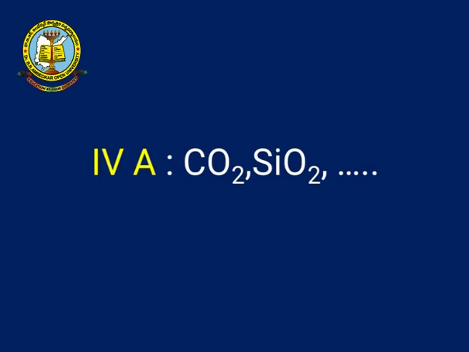And take the 4th A group elements in the P block, carbon, silicon, germanium, tin, lead. The 4th A group elements when reacted with oxygen give dioxides. The general formula is MO2. For example, in place of M, you substitute C, CO2, SiO2, like this. Carbon dioxide and silicon dioxide, selenium dioxide, tellurium dioxide, right?